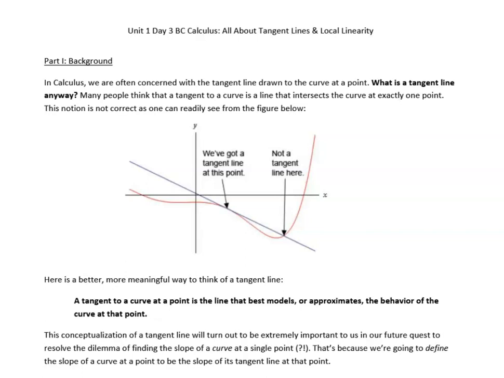In this lesson, we're going to talk about tangent lines and local linearity. So the very first thing we want to talk about is what is a tangent line? And you guys know from geometry that if you had a circle, a tangent line by definition was the line that intersected the circle in exactly one point, like this.